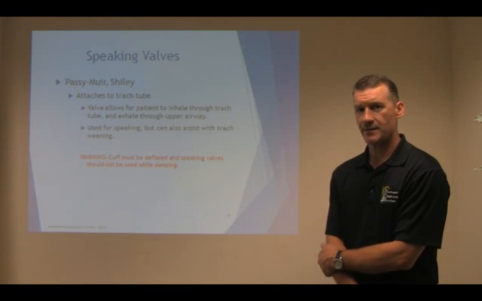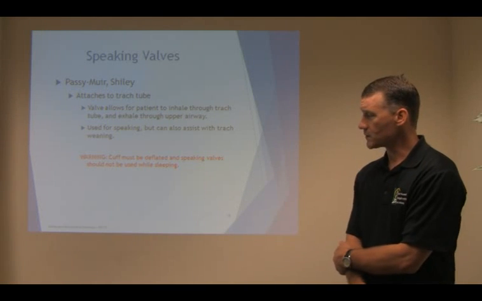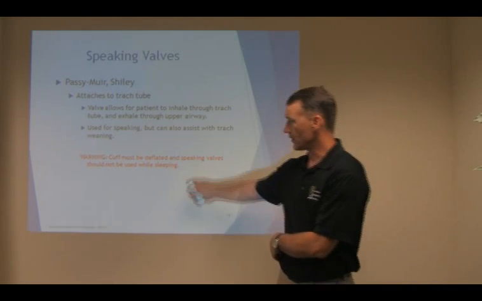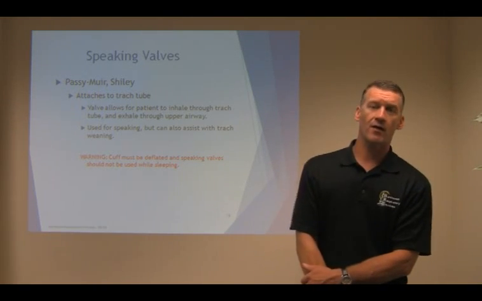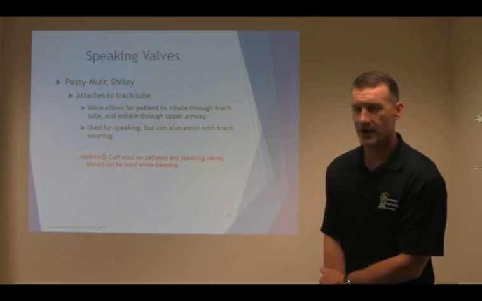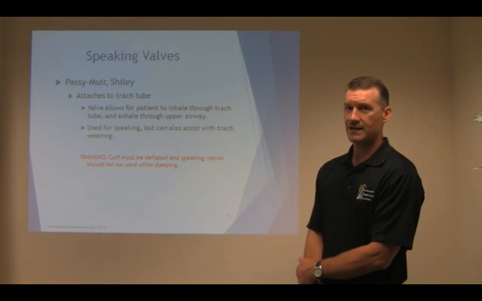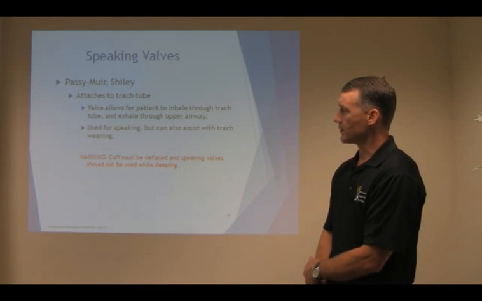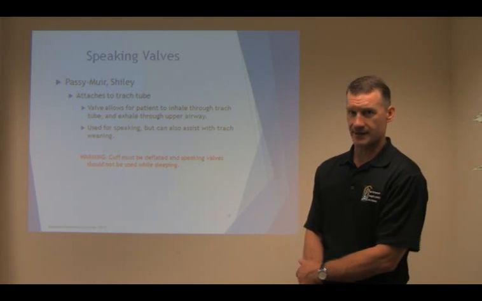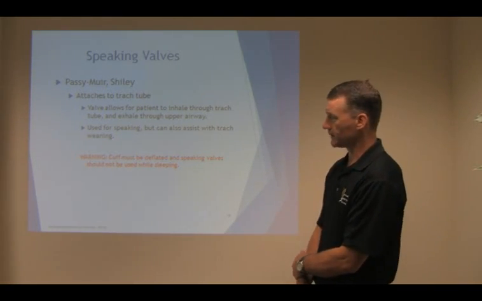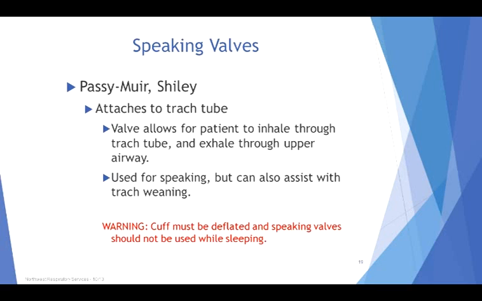When you're using a Passy-Muir valve, it is of utmost importance that we always have the cuff deflated. The Passy-Muir valve is a one-way valve where the patient can breathe in through the trach tube, but they cannot exhale through the trach tube. So if our cuff is inflated, they'll get one breath in, and that is it. They won't be able to exhale. So it's extremely important that we make sure the cuff is deflated before using the Passy-Muir valve.